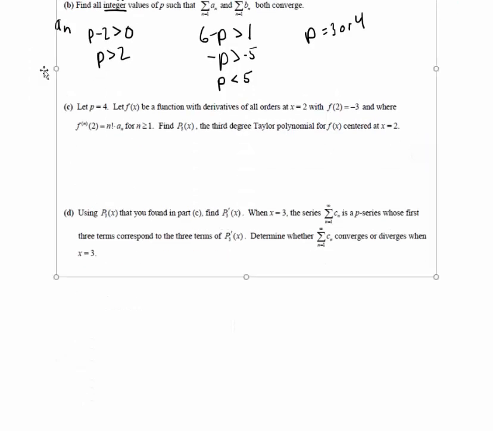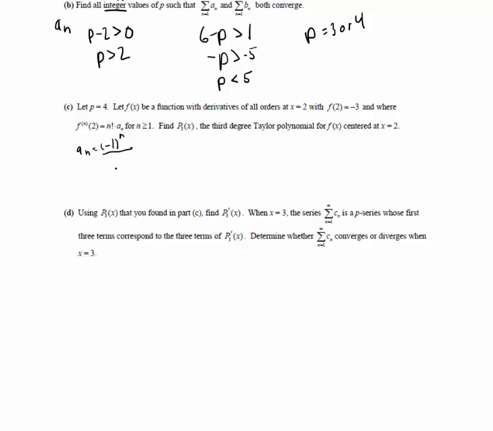All right, for this next one, again, they told you the p-value, so we're letting p equal 4. So for the first one, we have an equals -1 to the n. And when I plug in 4, I get n squared here because 4 minus 2 gives you 2. For bn, I have that -2 on top. And then when I plug in p is 4, 6 minus 4 gives you 2, so that'll be that one.